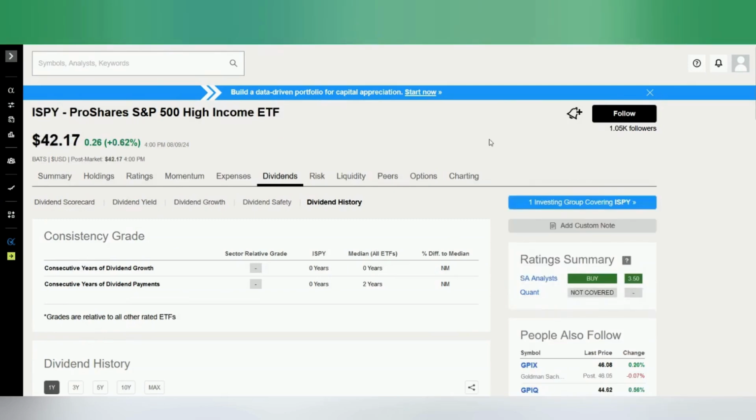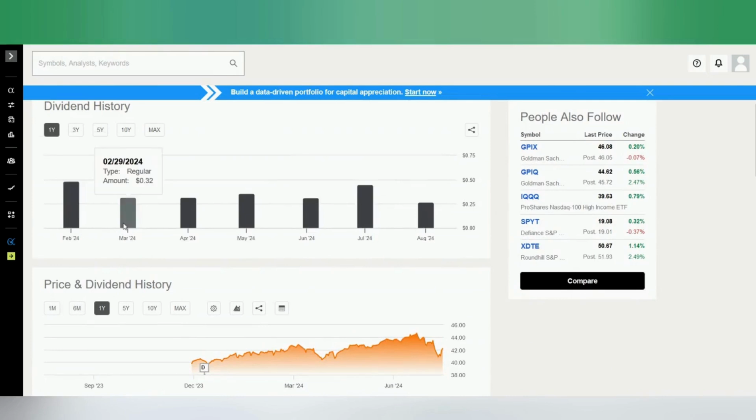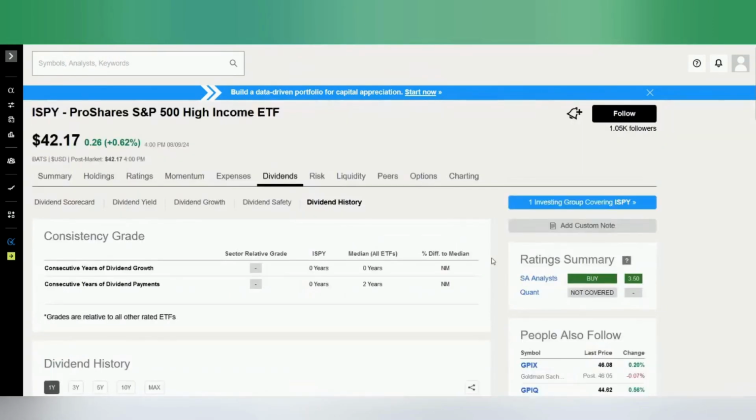And if we take a look at ISPY and their dividend history, we also see a little bit of an irregular pattern, from as high as 48 cents to as low as 27. So that's just something to be aware of over time.